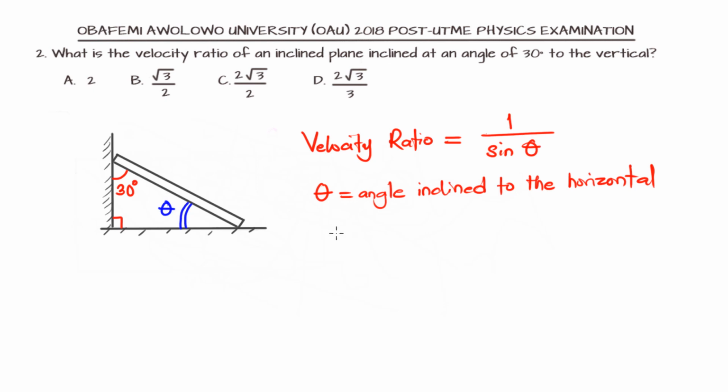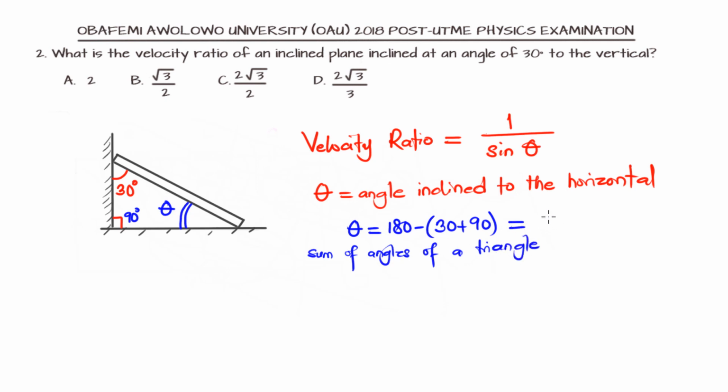And looking at the diagram, we can see that the sum of the angles of a triangle, 90 degrees here, plus the 30 plus angle theta, they are going to be 180. So theta will be 180 minus (30 plus 90). We are doing this because the sum of angles in a triangle is 180, and already we see from the diagram that we have a triangle. So our theta will be 180 minus 120, and that is 60 degrees. So now we can go ahead to plug the right value into the formula for the velocity ratio. So the velocity ratio is 1 over sine 60, not sine 30.